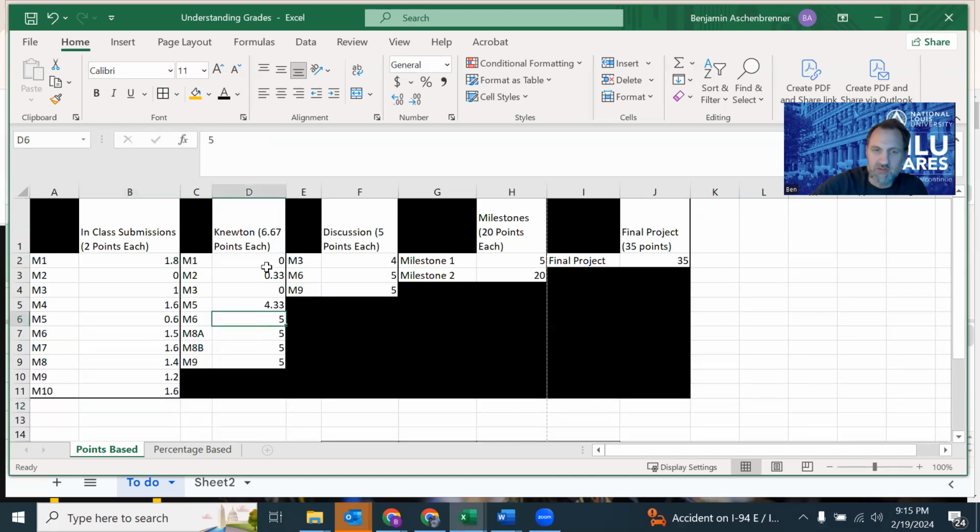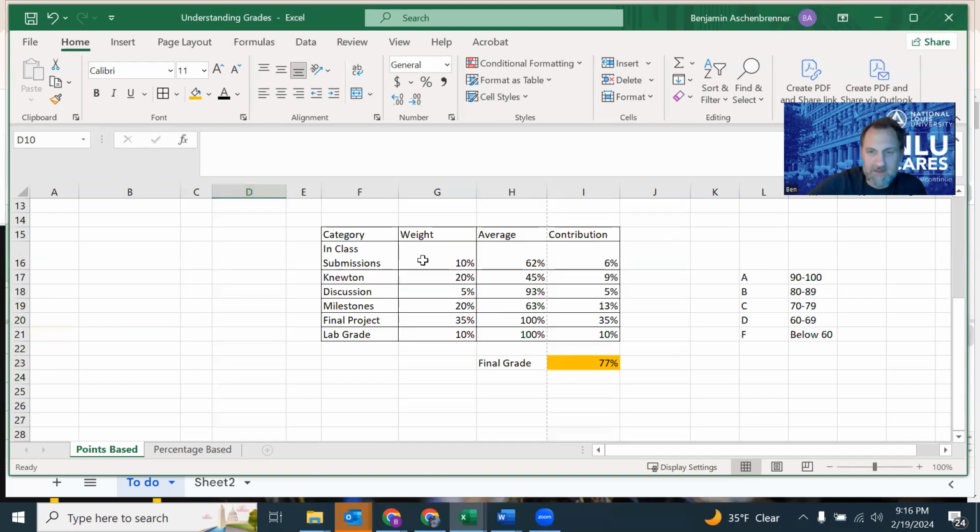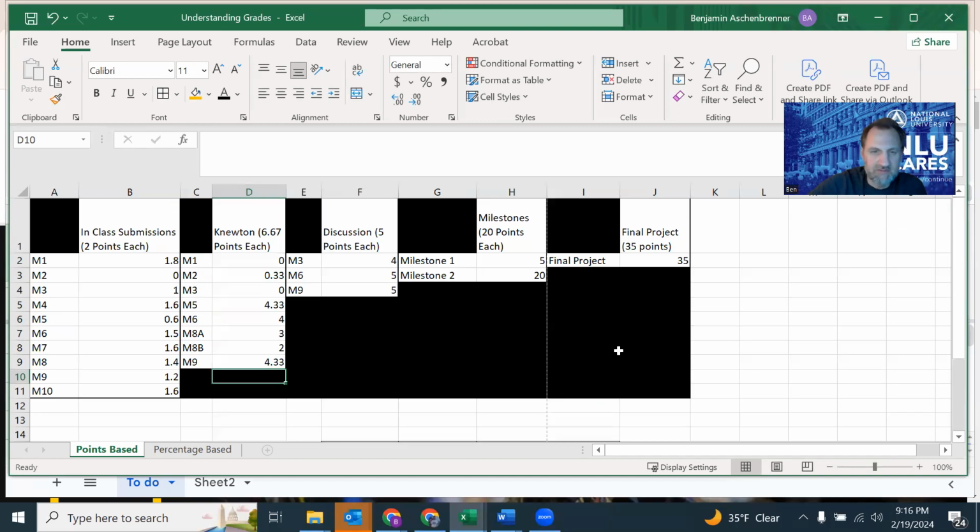Now the Newtons are critical because up to this point, this hasn't been a strong suit. So what if they start investing more time here? But they're still not going to get it perfect. 4, 3, 2, 4.33. Okay, let's say now we're down to a C. The milestone could be improved, so that could go up to, say, a 15 instead of a 20. All right, now we're back to a B.